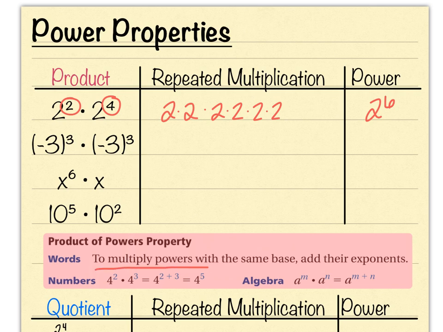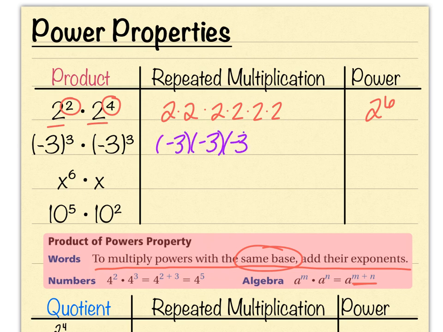To multiply powers with the same base, that's important. You can't do this if they have different bases. If this was a 2 and this was a 3, you wouldn't be able to do this. But if they have the same base, you can just add their exponents together. And that's what this m plus n down there is. They're just adding the exponents. In this next one, the base is -3. So I would have -3 times -3 times -3 times -3 times -3 times -3. And altogether, I've got 6 of those -3's. -3 to the 6th power.